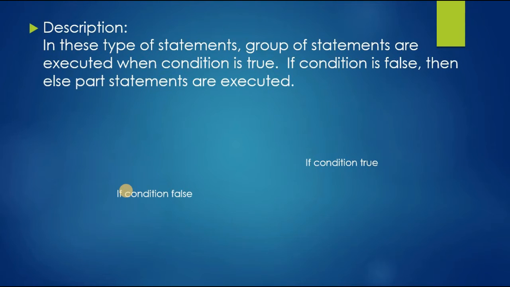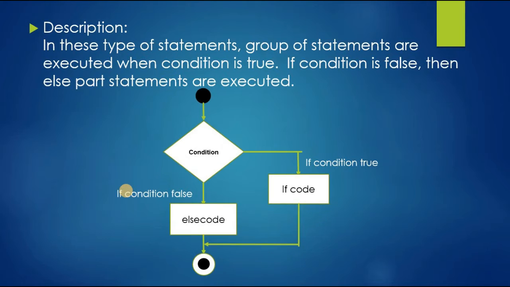The description is telling us that in this type of statement, a group of statements is executed when the condition is true. If the condition is false, then the else part statements are executed. This is a flow chart which is telling us that if the condition is true, then the if code is going to be executed, and if the condition is false, it will go to the else code, which is the statement 2 part, meaning the block 2 part of the program will be executed.